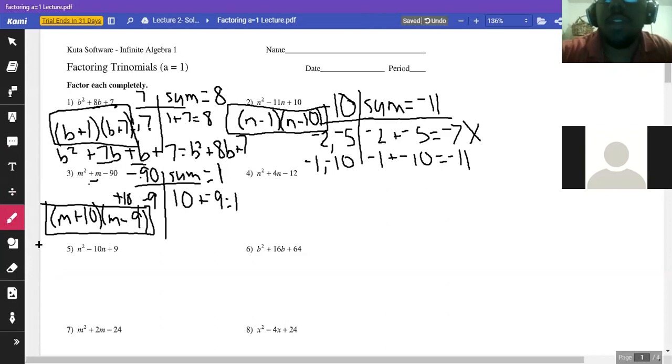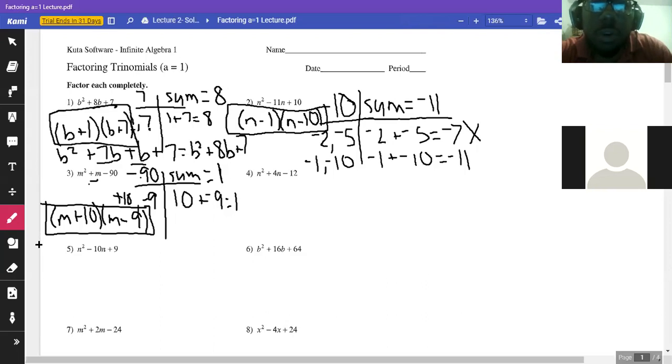All right, does anyone have any questions so far? Okay. Let's go ahead and go through number 6, and then we're going to talk about the next type of factoring. This should also be like a review, so hopefully no one's having too much trouble so far.